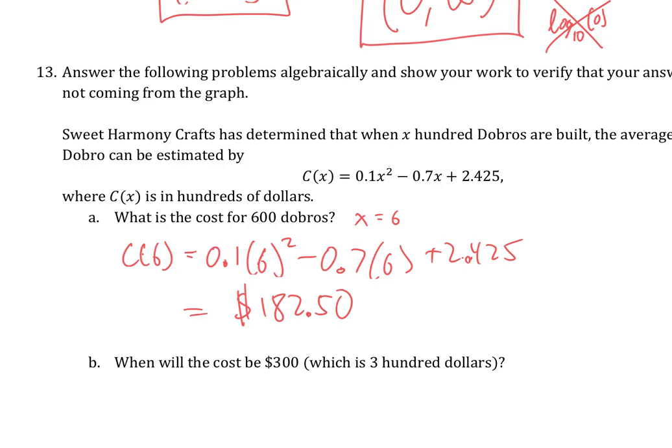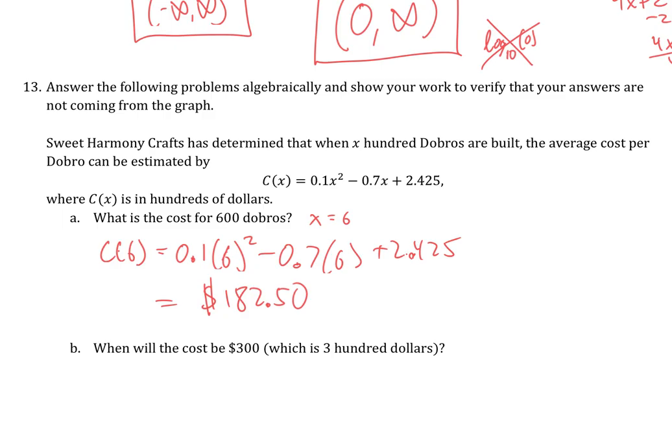Well, now the question is, what's the cost at $300? Okay, so notice that this says X hundreds are built, the average will cost, and this is in hundreds of dollars. Okay, so we want C of X to be 3.